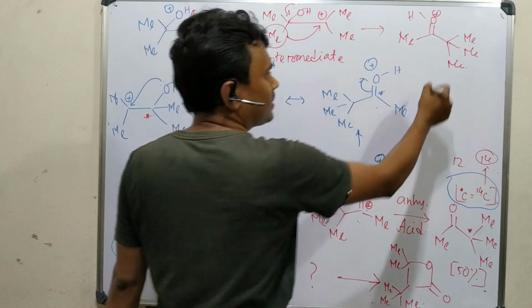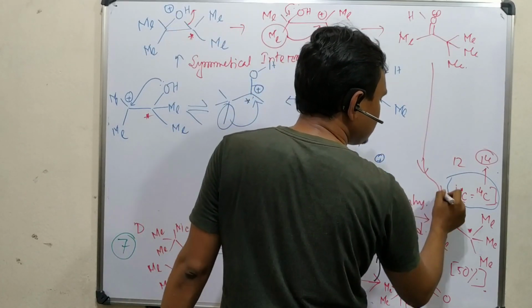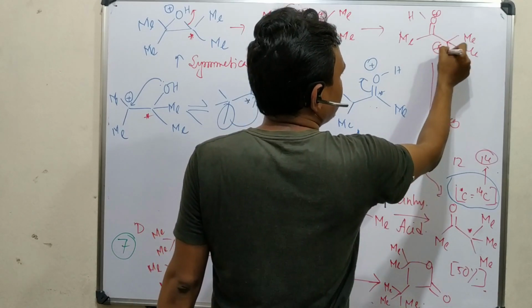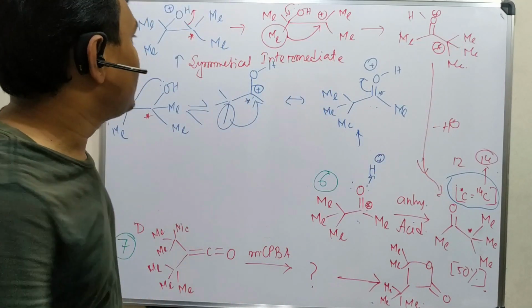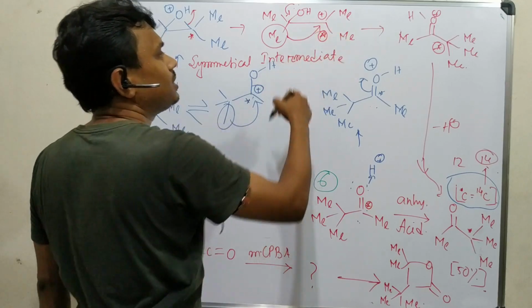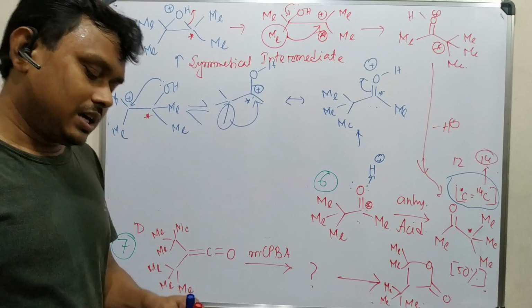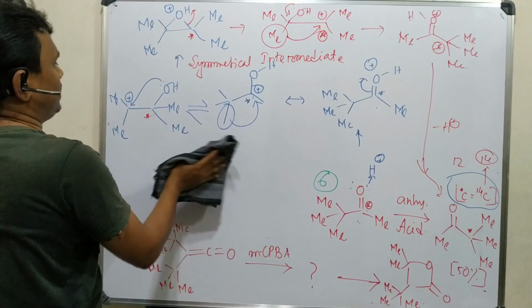Fine. And if it releases one H plus, then right now the level is in this carbon, so it goes to that carbon. So in this way, absolute scrambling is obtained. Okay, fine. I guess you have understood.